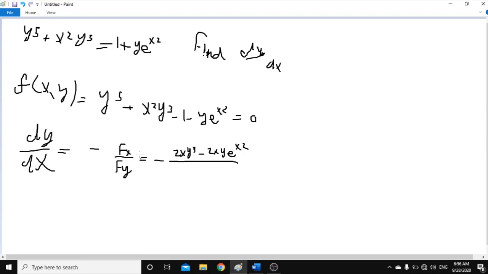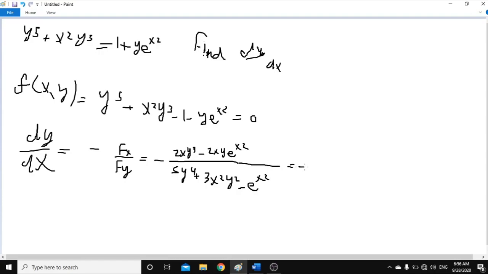Then over f y, here is going to be 5y to the fourth plus 3x square times y square. Negative 1 is 0, and then negative y is going to be 1. What's left is negative e to the x square.